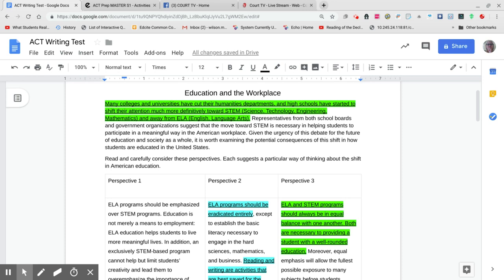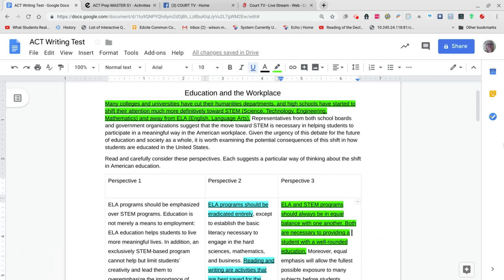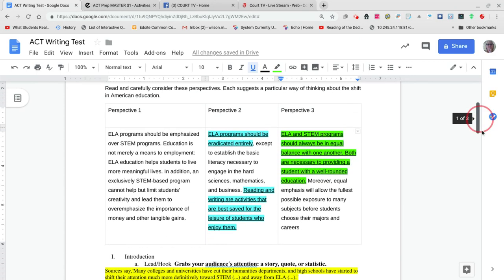I am going to use the prompt that we used on our pretest so that we can have some examples. The prompt that we used on the pretest was about English language arts programs, which are also called the humanities, which are also called the arts, versus STEM programs. And I'm going to go with perspective 3, that we need both ELA and STEM programs.